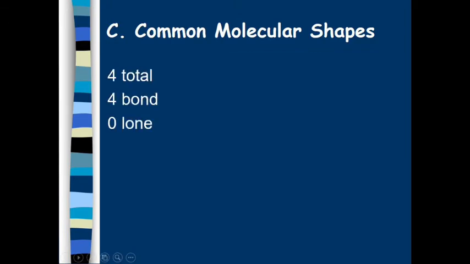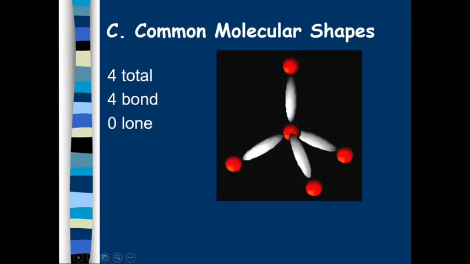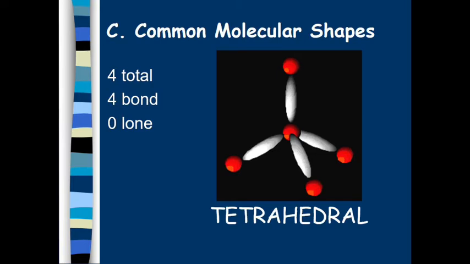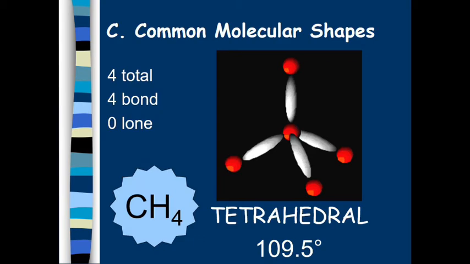The next one, 4 total pairs. All 4 are bonding. We're trying to make our shapes look 3-dimensional now. This is tetrahedral. Tetra meaning 4, so 4 bonded pair. And as I look at this, the bond angles are all 109.5 degrees. This has a total of 8 electrons. When I count them up, we've got carbon in the middle, all of our hydrogens right around here.